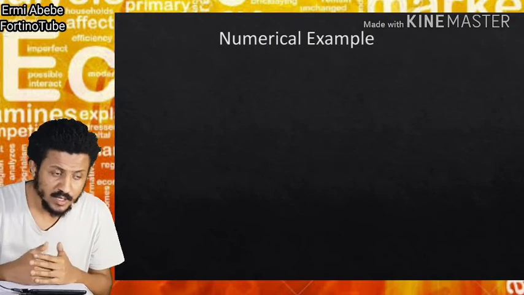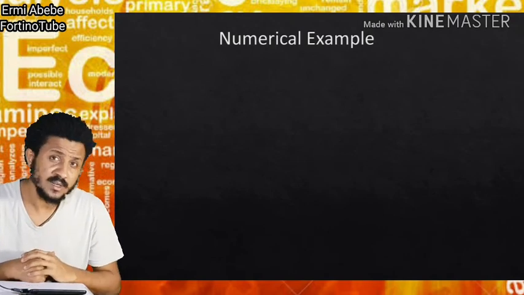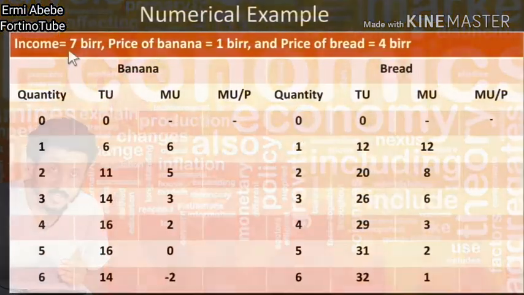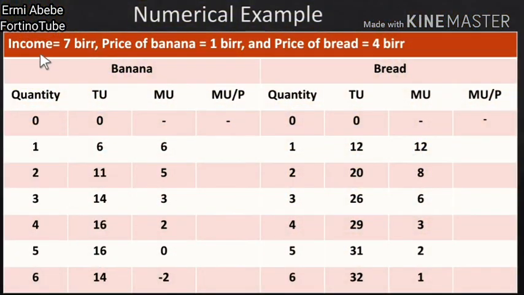Now let's have a numerical example illustrating this rule. Okay, so to begin, the consumer that we are dealing with is a consumer with an income of 7 birr, and he wants to consume banana and bread. The price of banana in the market is 1 birr, and for bread we have a price of 4 birr in the market. So this is the consumer schedule.